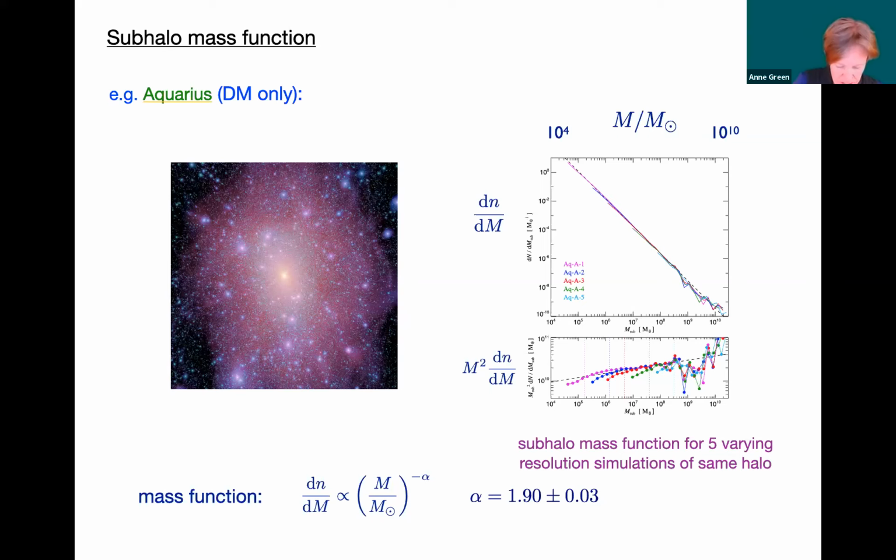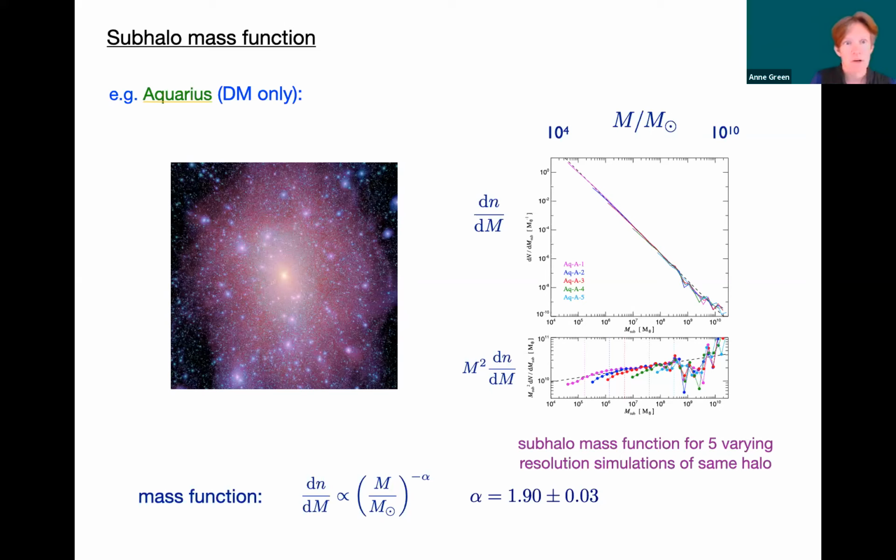And on the left here, we've got a picture from the Aquarius simulation, which is a dark matter only simulation. And this is the one that I showed you the movie of yesterday. So this is trying to simulate something that ends up having roughly the same properties, for instance, a mass of 10 to the 12 solar masses, as the Milky Way. And as you can see, the dark matter distribution at the end of the simulation today isn't smooth. We've got these huge amounts of substructure.